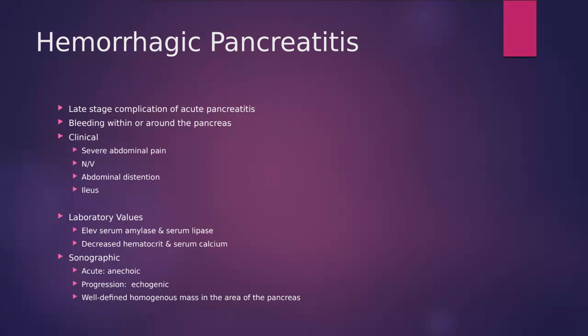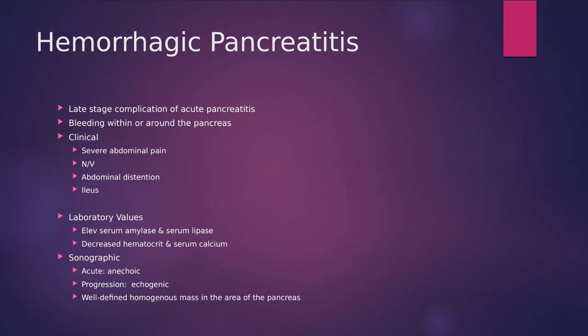Next, we have hemorrhagic pancreatitis. So again, like phlegmonous pancreatitis, this is a complication of acute pancreatitis. This is when we have bleeding within the pancreas or surrounding the pancreas. So basically the pancreas and all of that inflamed tissue is kind of just under attack, right? So it's bleeding and has nowhere to go. So that blood is going to start to accumulate either in the pancreas or around the pancreas, depending on where that bleeding is occurring.